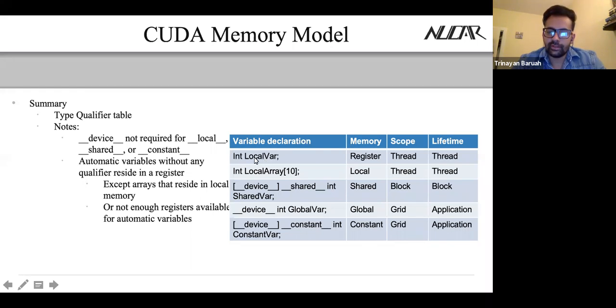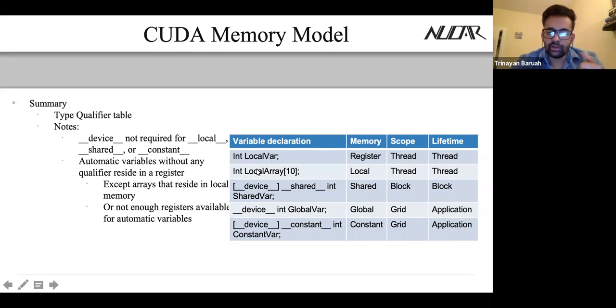So the first is a variable int local var. This one is declared inside the kernel, right? So you already know that this will be stored in a register, and this is a private variable for each thread. So the scope is a thread, and this variable will be removed when the thread finishes. The register will be freed, and that's why the lifetime is a thread.